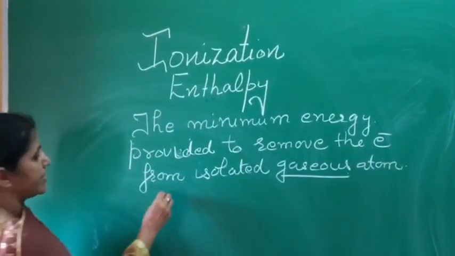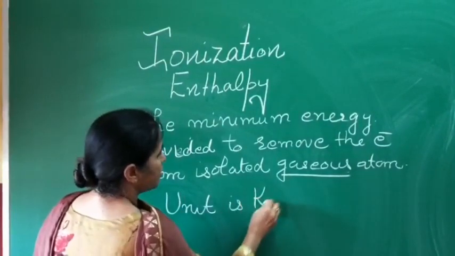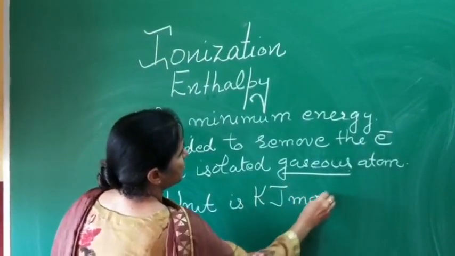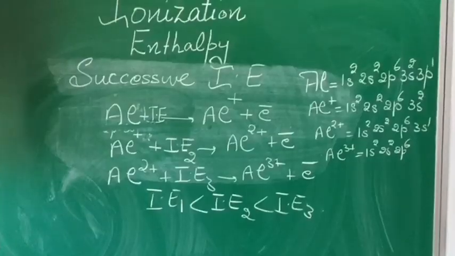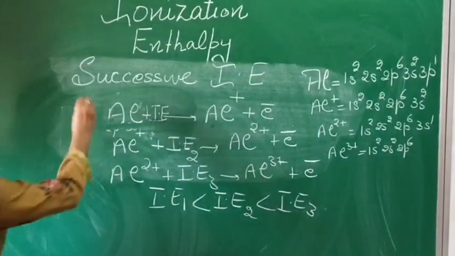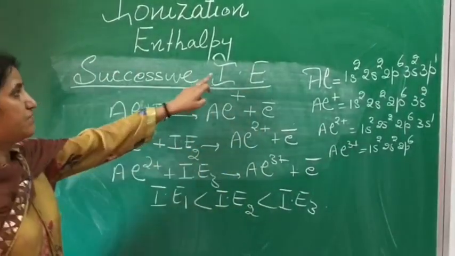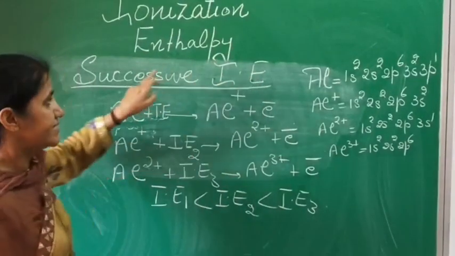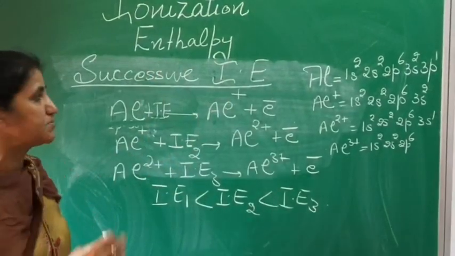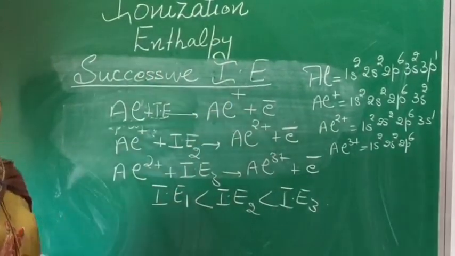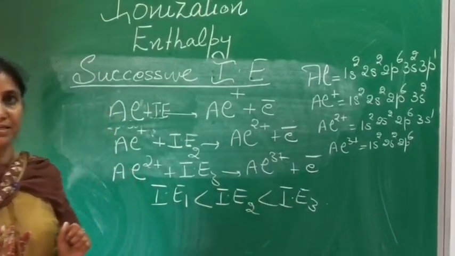The unit of ionization energy is kilojoule per mole. This is the unit of ionization energy. Okay students, next come to the successive ionization energy. Now you are clear with the term what is ionization energy. Successive means the amount of energy which is required to remove the subsequent electrons, that is first, second, third, etc. electron from the isolated gaseous atom.